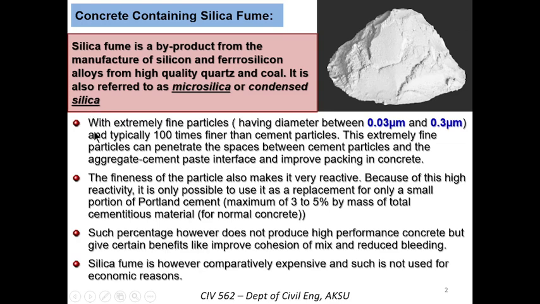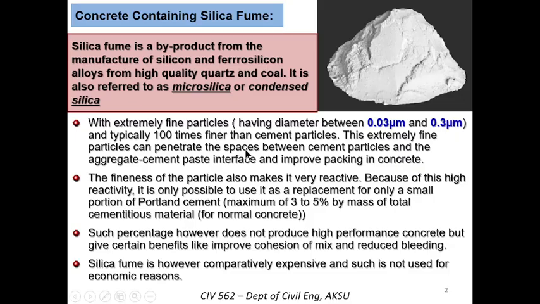Now, silica fumes have very fine particles, and the particles are usually between 0.03 and 0.3 micrometers. They are typically about 100 times finer than the particles of cement, and because of these extremely fine particles, they are able to penetrate spaces within cement particles that cement particles are not able to penetrate, and they are also able to fill the aggregate cement paste interface. This aggregate cement paste interface is actually the interface between cement paste and aggregate.